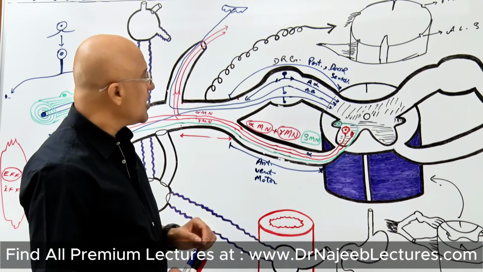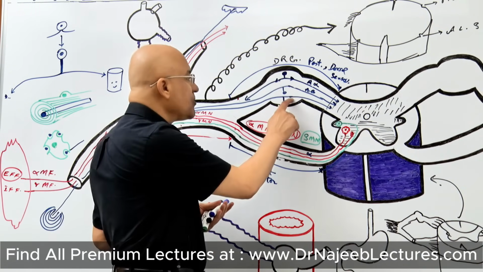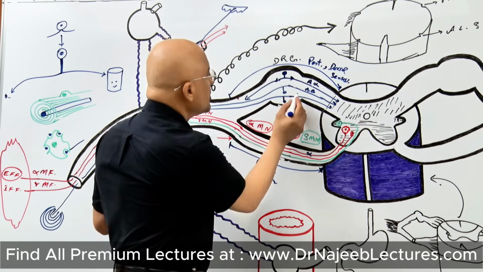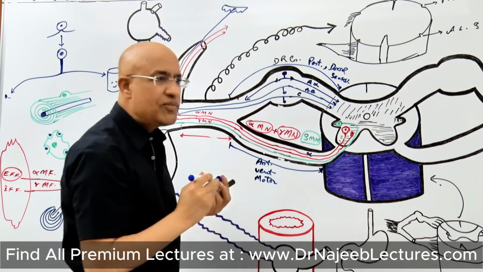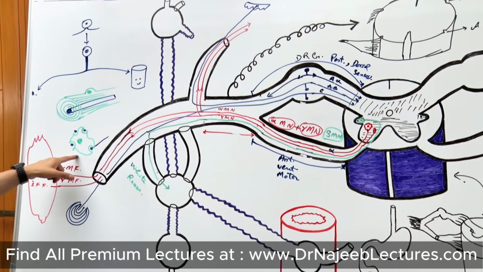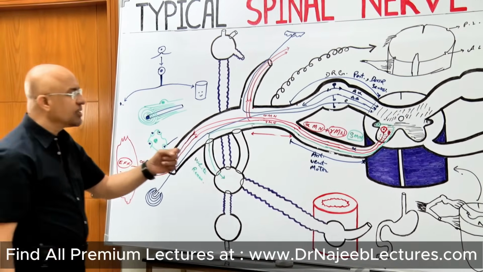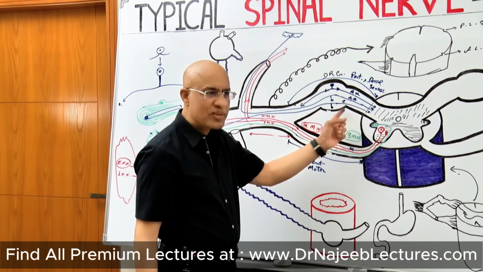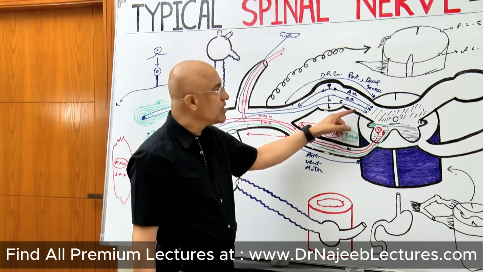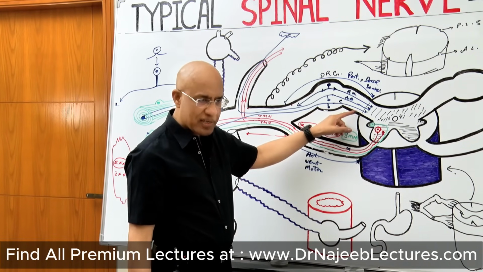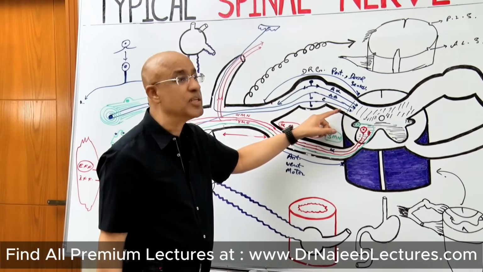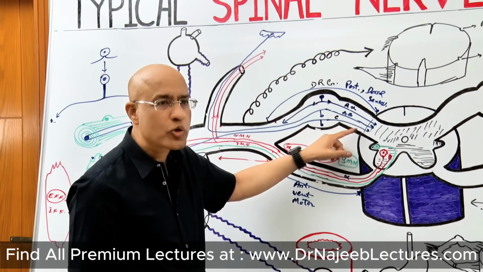Then come fibers which are not myelinated. We call them C fibers. They have Schwann cells, but they are not well wrapped by Schwann cells. They are very slow conducting fibers. These fibers take pain and temperature and crude touch. Don't say gross touch. Gross touch has many meanings, right? So call it crude touch.